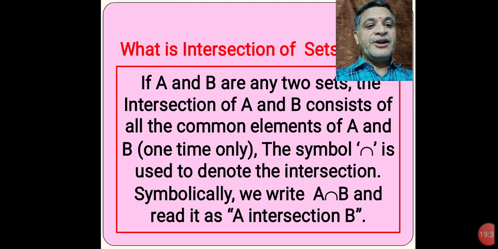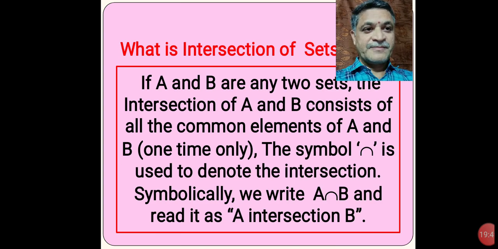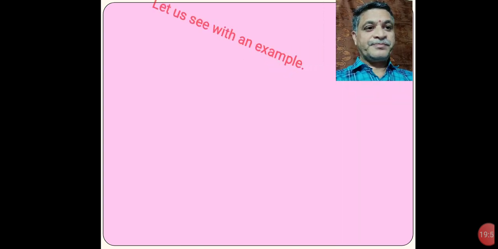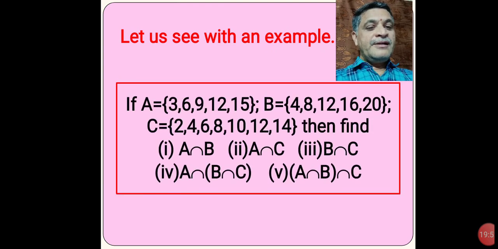The symbol ∩ is used to denote intersection. Symbolically we write A ∩ B and read it as A intersection B. So observe the symbol and how to write A intersection B. Now go to one example. Already we took the same example in the union example.